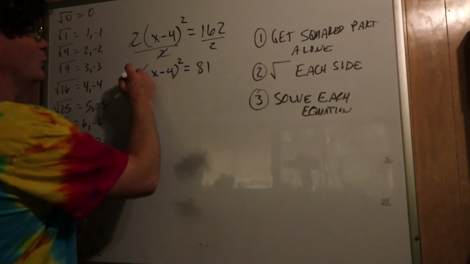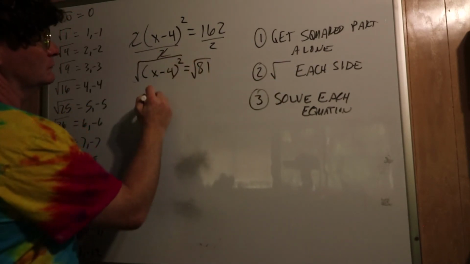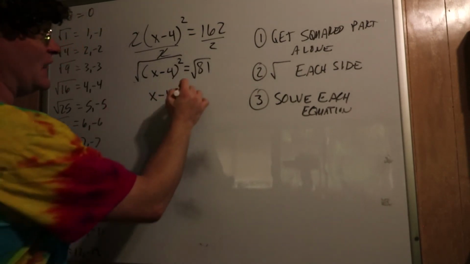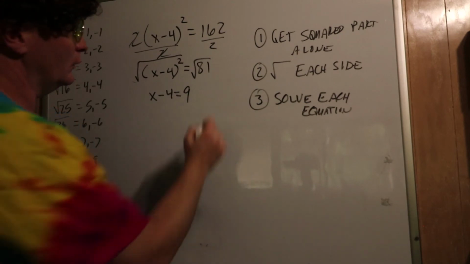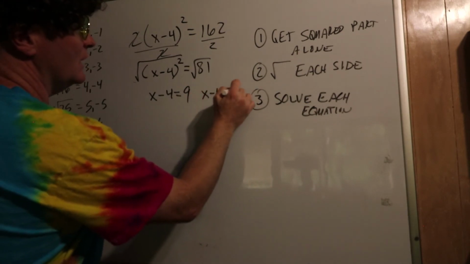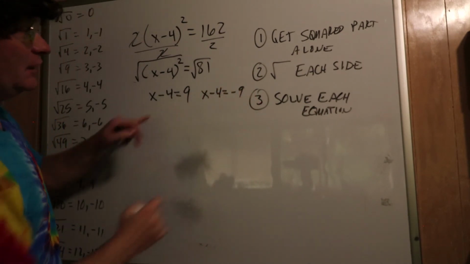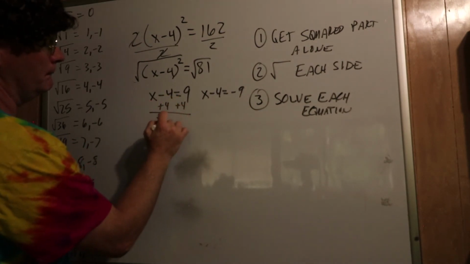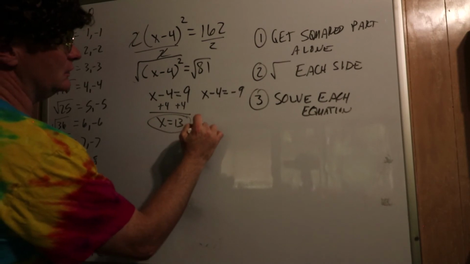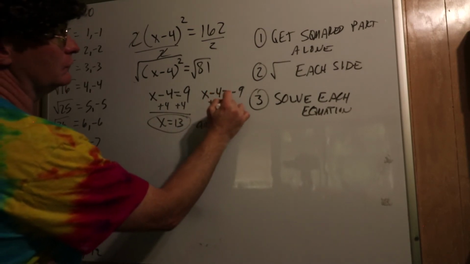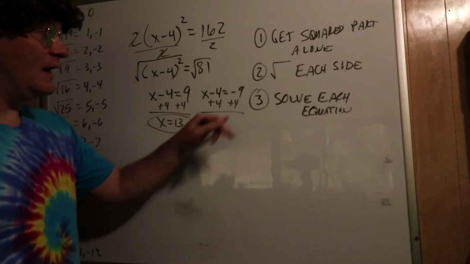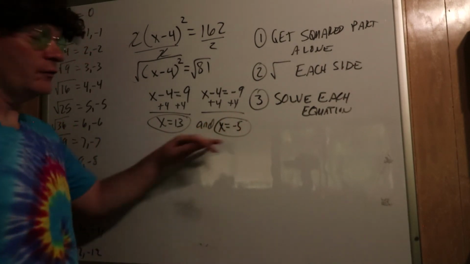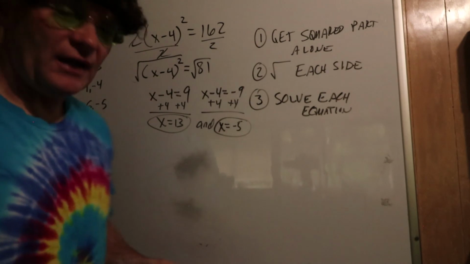Now we do the square root of each side. I get x minus 4 equals, let's see, the square root of 81, that's 9. The other square root of 81 is negative 9. And then I solve each equation. So plus 4, x equals 13. And, see, negative 9 plus 4 is negative 5. So those are my two answers, okay? That's all there is to it.